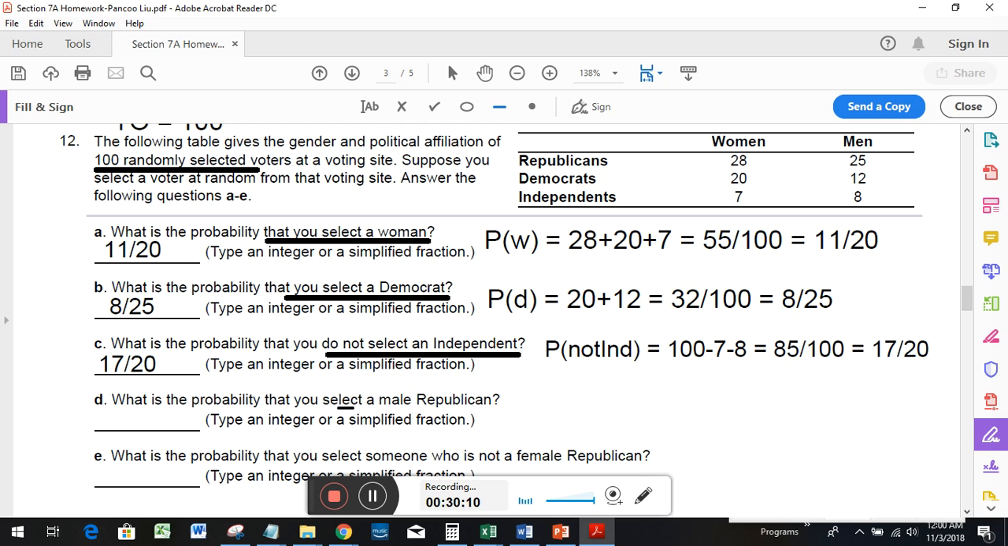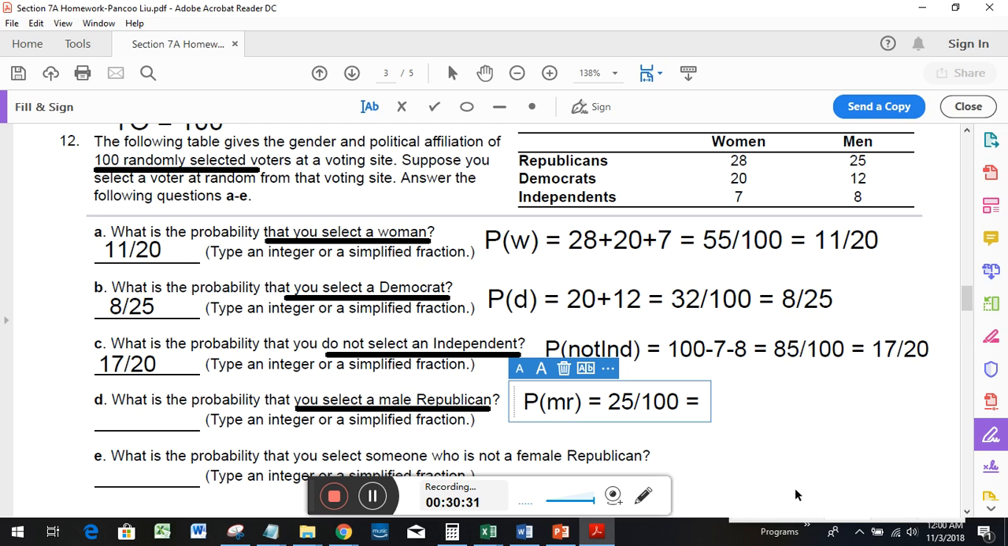Part D here says, what is the probability that you select a male Republican? So probability of male Republican. So here we have 25 men Republicans. So basically it'd be 25 out of 100, which reduces down to 1/4 because 25 can divide into each number evenly. So 1/4.